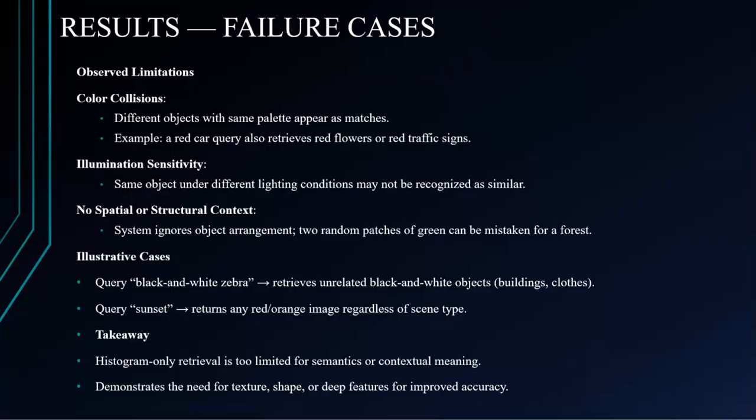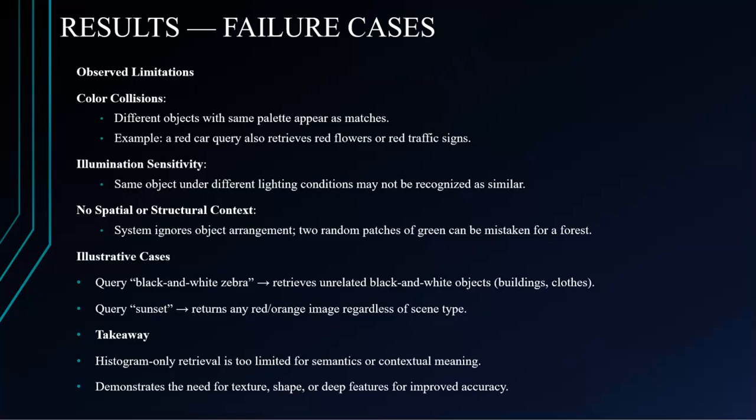Color collisions: different objects with the same palette look identical to the system. For example, a red car query may also retrieve red flowers or red stop signs. Light sensitivity: the same object under different lighting conditions may not match at all. No spatial or structural awareness.